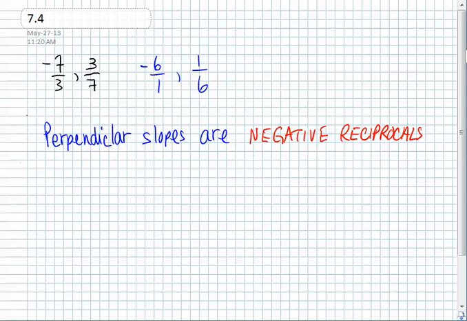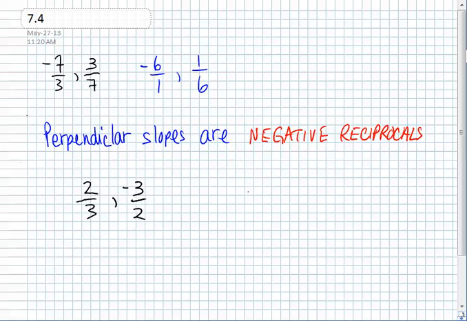Reciprocal means you flip the fraction, which is why I wrote the negative 6 as negative 6 over 1. I think about it as being a fraction, and negative, so switch the sign. So you flip the fraction, and then you switch the sign as well. If the slope of one line is 2 over 3, then the perpendicular line, well, flip 2 over 3, so 3 over 2, and then switch the sign. It was positive, now it's negative.